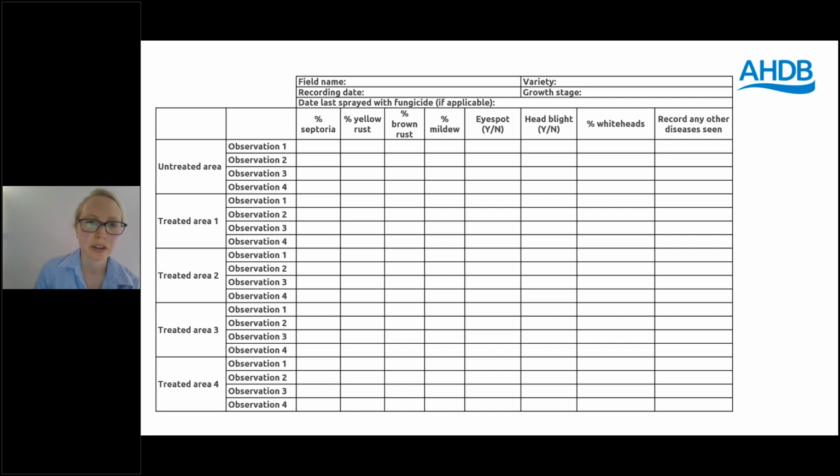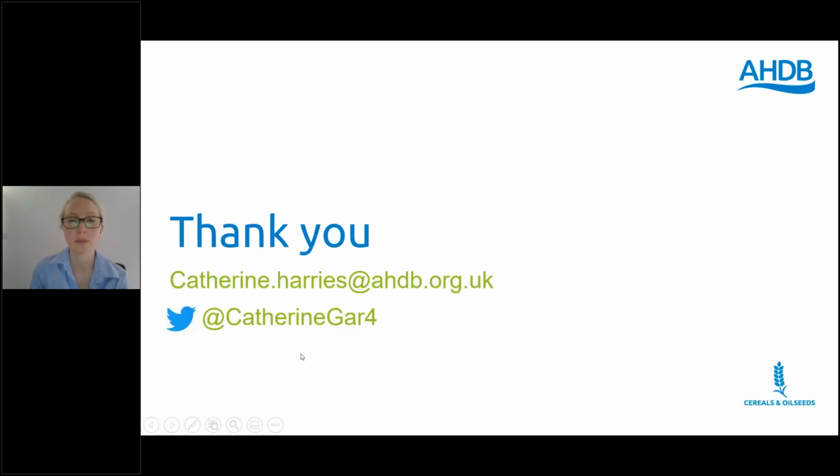You'll probably just have the main diseases there, but if you have any more, you can just mention it in the box and then you remember for the future. And these columns for eye spot, head blight and whiteheads can be used later in the season. So please do use that. And if you've got any questions, feel free to email me if you're struggling to assess in the field during the season, or if you've got any questions now. I haven't looked at any of them in the box yet, so it'll be a surprise for me.